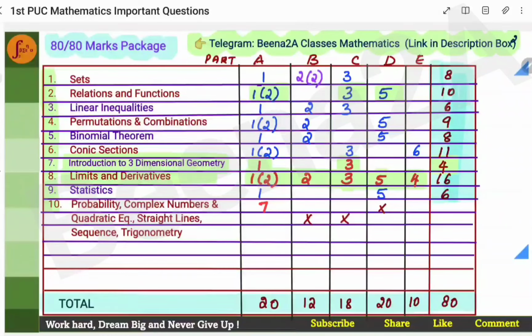Now, for statistics, you'll have to prepare for 1 marker and 5 marker. And then you'll have to prepare for 1 markers from all the other chapters. So totally, you would have to prepare for 9 chapters thoroughly, and the remaining 5 chapters you should study to prepare for 1 markers. This way, you could prepare for 80 on 80. You will get additional choices in 5 marker, right? You will get one additional choice. But if you want to have more choices, then you can learn more chapters.